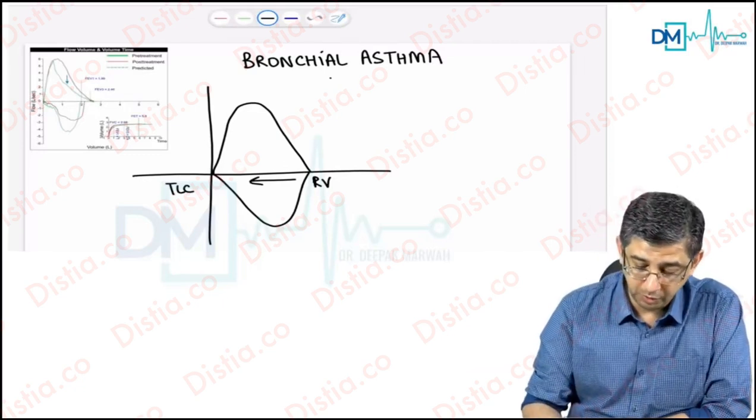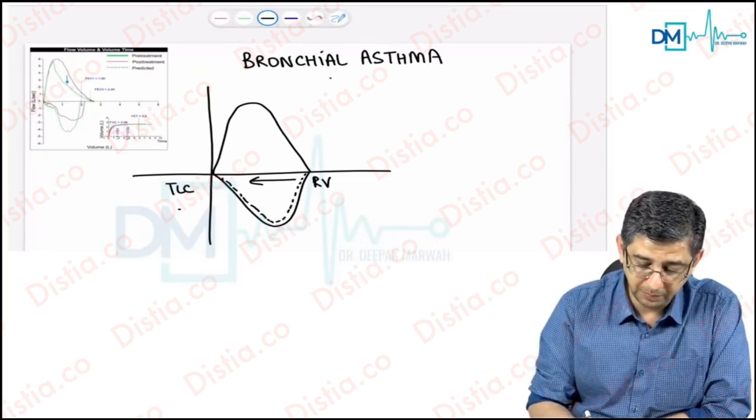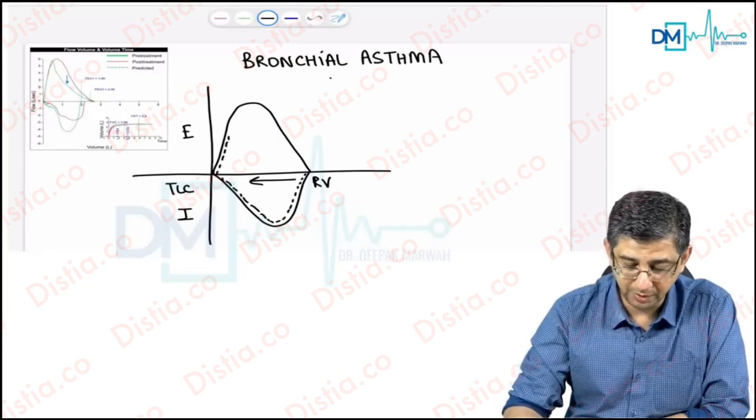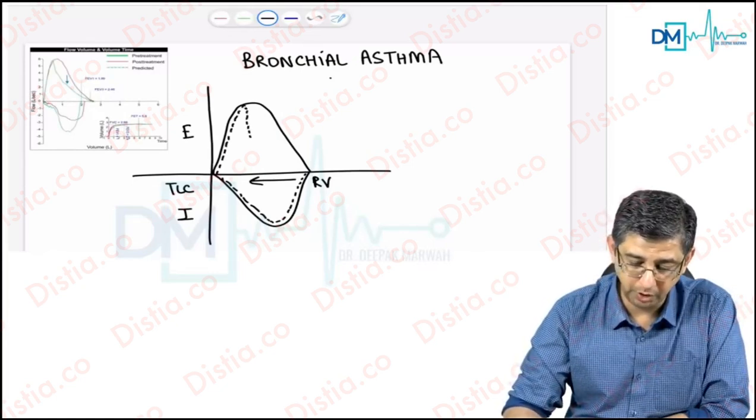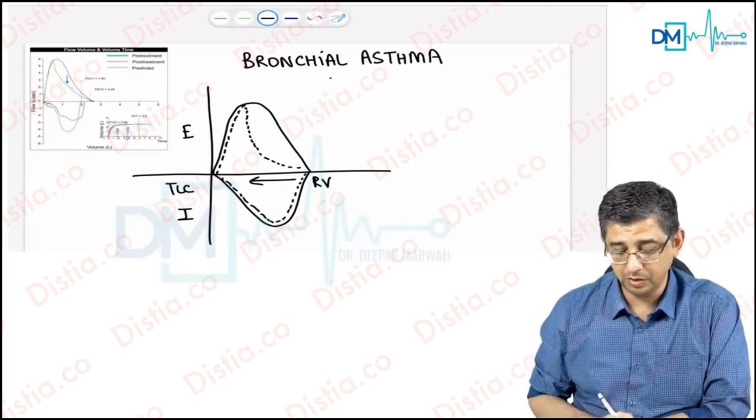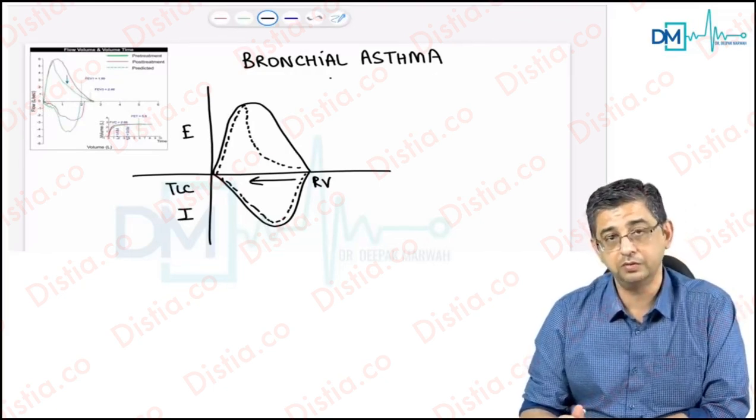In an asthmatic patient, you will notice that the baseline curve for the inspiration part will remain the same. But in the expiration part, you will notice that an asthmatic patient will not be able to push air out of his lungs like a normal person. Asthma is a disease of expiration, so there will be a marked concavity in the expiratory part of the curve.